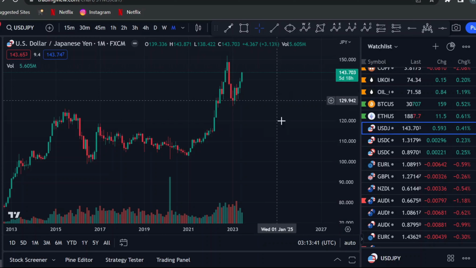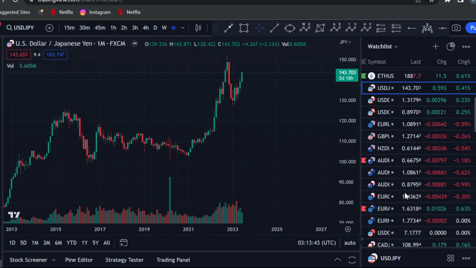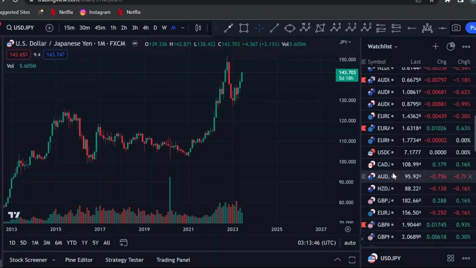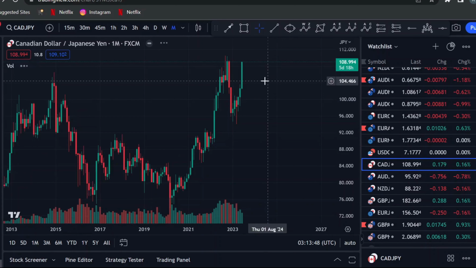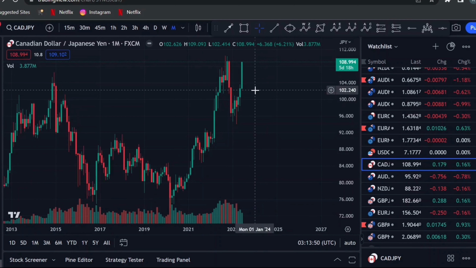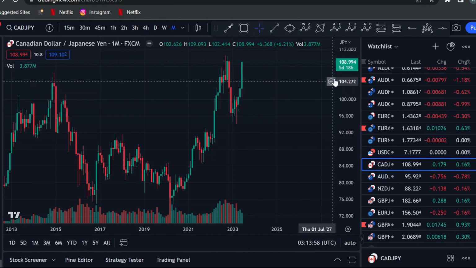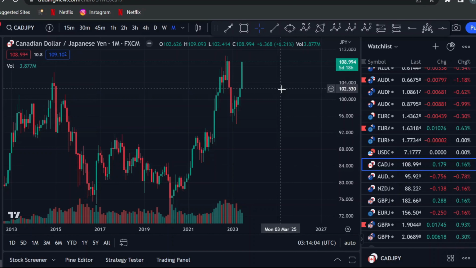CAD JPY, can see. So even though the non-commercial traders are selling the CAD and the yen, they are more bearish on the yen than on the CAD. Can see the monthly candle is around 600 pips. AUD JPY, same case. NZD JPY, same case. New highs are being made.